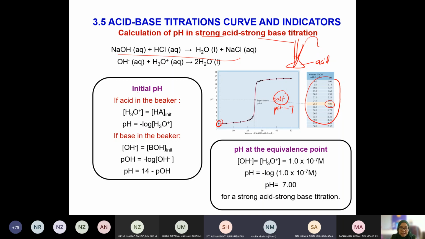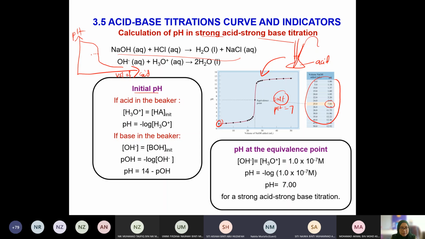Dia boleh tanya initial pH. So it depends lah. Like I said, it depends. This is subject to this graph. Graph dia daripada bawah ke atas. So kalau kita place in the base in the flask, how would the graph look like? Graph tu akan nampak macam ini. Ya, dia terbalik ya. This is pH. This is volume of acid lah. Volume of the titrant. Since dalam flask is the base, so the titrant will be the acid.